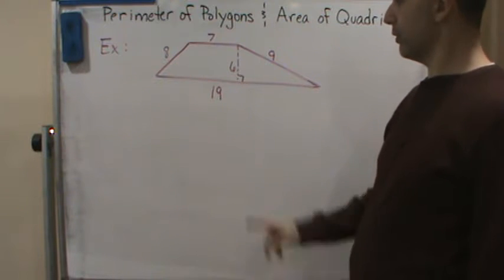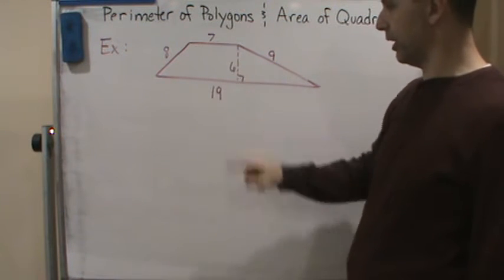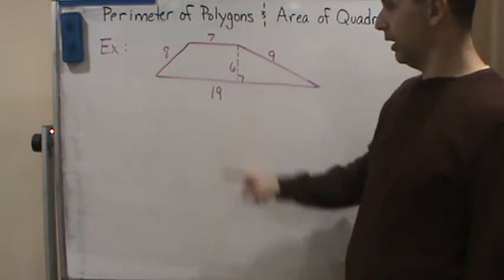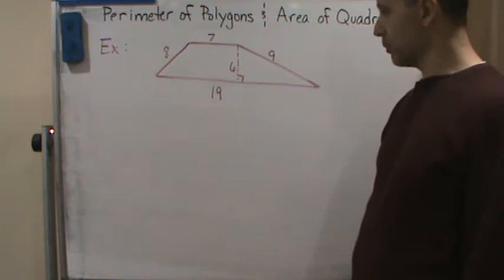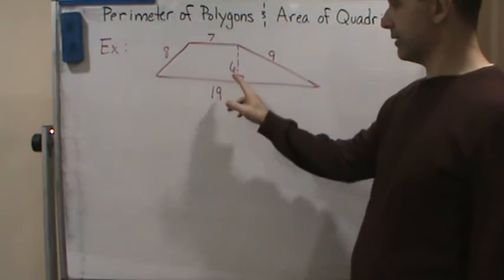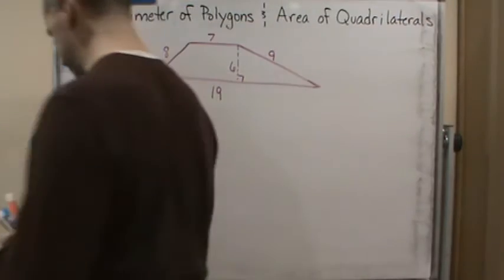And so notice that we've got this perpendicular line from one base to the other base. That's going to tell us the height. So we know that the height of this trapezoid is 6. And let's assume all the units are given in inches. Okay, so we've got 6 inches. So what's the formula for the area of this thing?